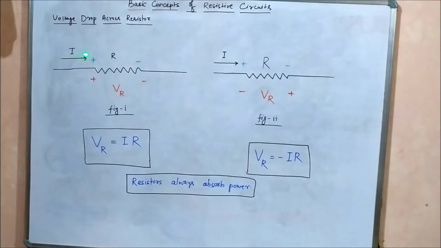Whenever current will flow in a particular direction, it will always flow from positive to negative terminal of a resistor. Here also this thing will remain same. It will always flow from positive to negative terminal. We cannot change this. This can never be changed because resistors will always absorb power. But we can measure voltage drop in whichever direction we want. We can either measure it from this side to this side, or from this side to this side. It depends on us. So in this case the voltage drop will be plus IR, in this case it will be minus IR.